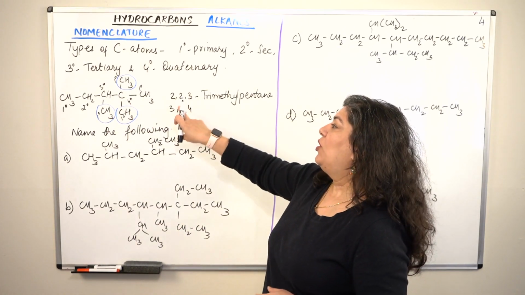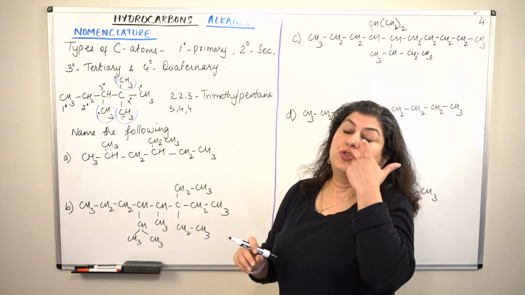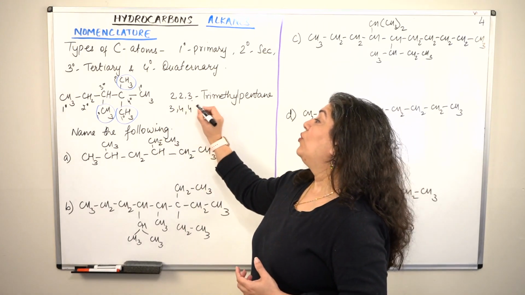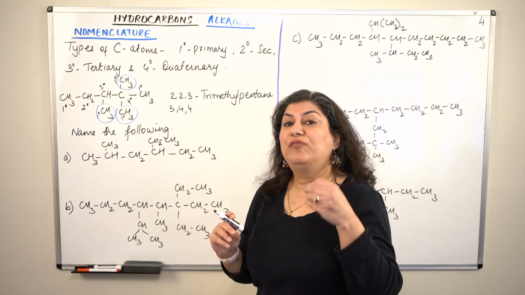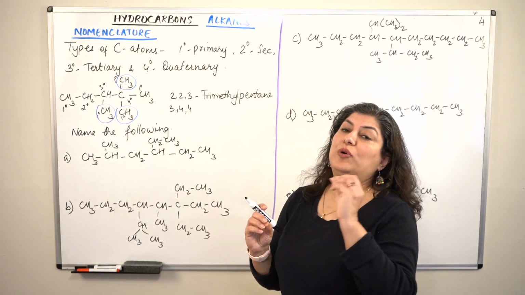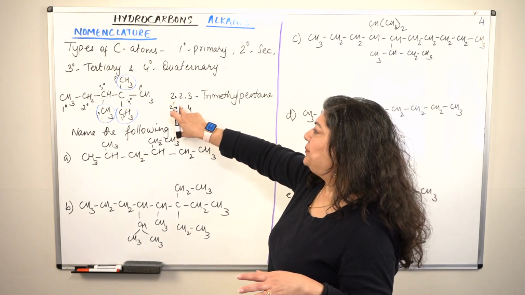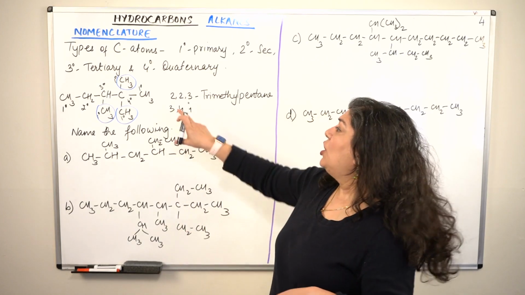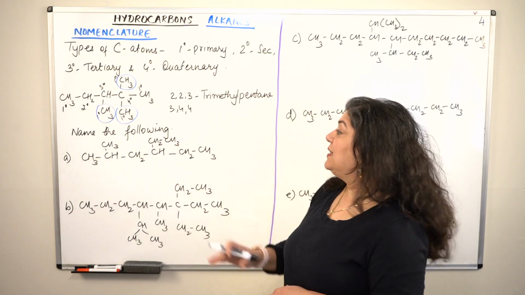Which ones are smaller? 2, 2, 3, the sum of this would be smaller. So you will always choose the locants which give you the smaller sum, the lowest sum of locants. You will choose that name where the sum of the locants is the lowest. So according to that rule, this compound would be called 2,2,3 trimethyl pentane, right?